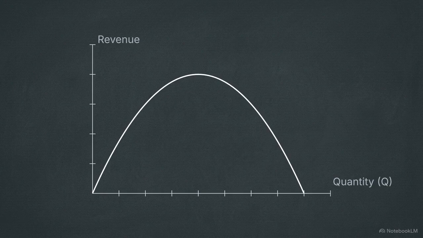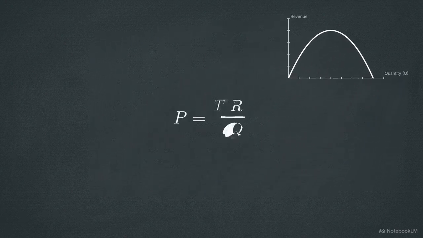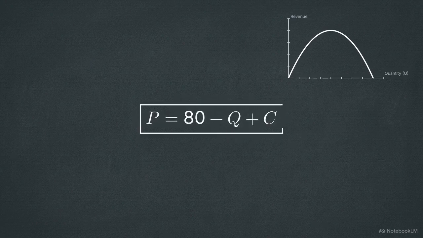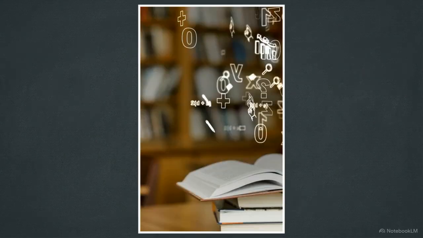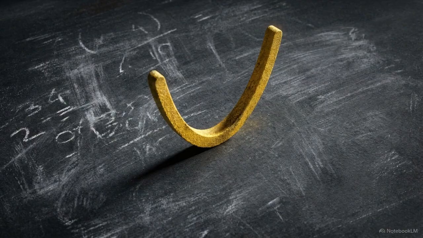Because total revenue is price multiplied by quantity, we can divide this total aggregate function by Q to extract the underlying price equation, isolating P as 80 minus Q plus C. Abstract integration provides the mathematical framework required to build actionable macroeconomic baselines from isolated performance metrics. The final operational hurdle is moving from an indefinite family of functions to a single definitive equation. We achieve this by solving for that unknown constant.